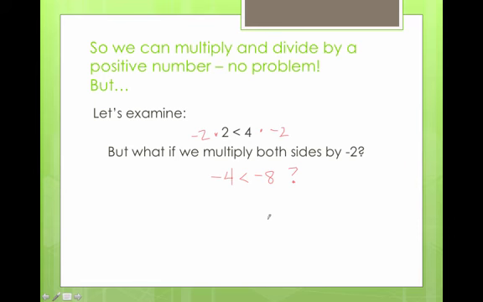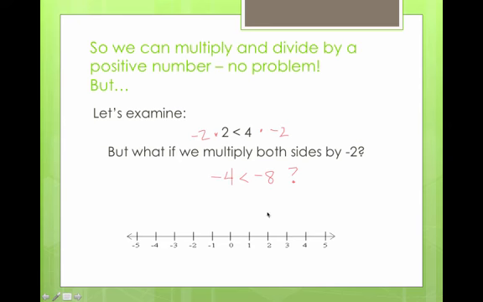Does that make sense? No, think about your number line. Let me pull one up here. Negative 4, is that less than negative 8? No, negative 4 in fact is greater than negative 8. So here's what happens. My inequality no longer holds when I'm multiplying by that negative number.